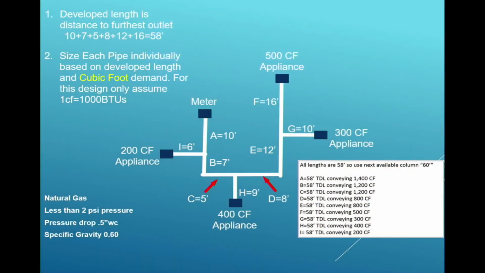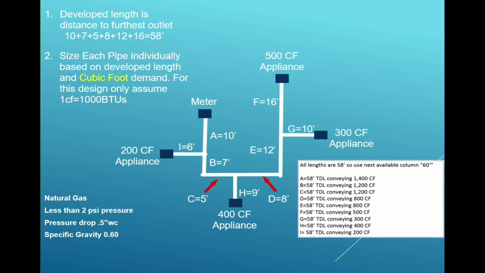Do you agree from the meter I ran 10 foot and then I branched off 6 and traveled 7 more? Do you agree I don't count the 6 because it's not part of the main? An easy way to know that is, do you agree 7 is more than 6, right? That's why I go this way. And then I don't stop. I go over another 5 foot. I've got another appliance. And then I go over another 8 foot because that's the furthest. And then I go up another 12 foot. I don't go over 10 because 16 is further. Make sense? Simply the furthest distance. So 10 plus 7 plus 5 plus 8 plus 12 plus 16 is 58 feet developed length.